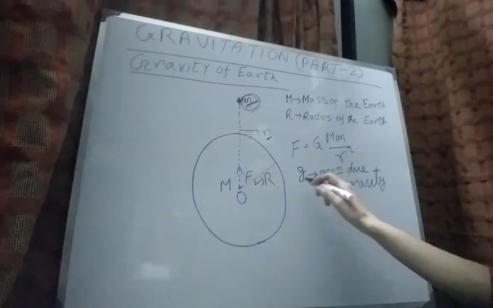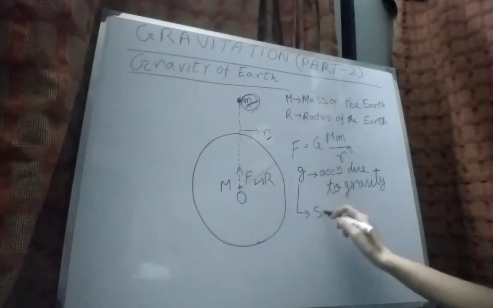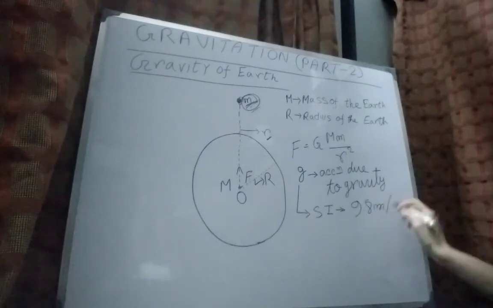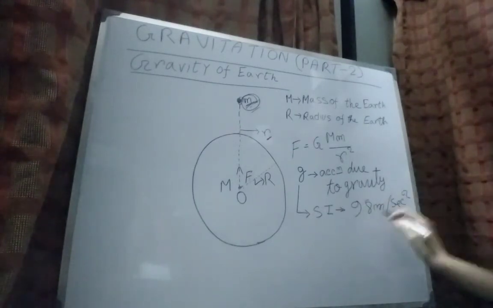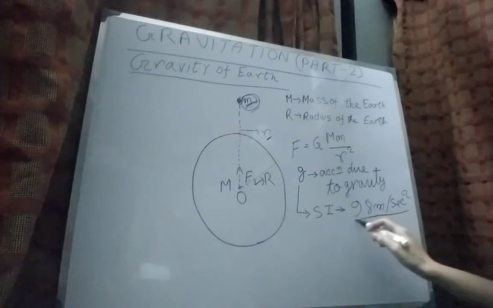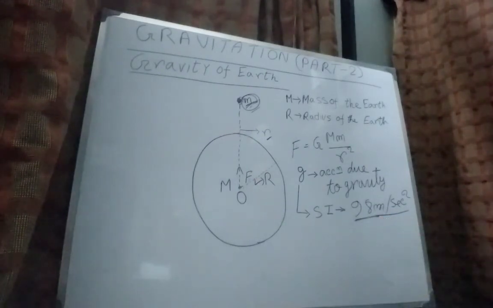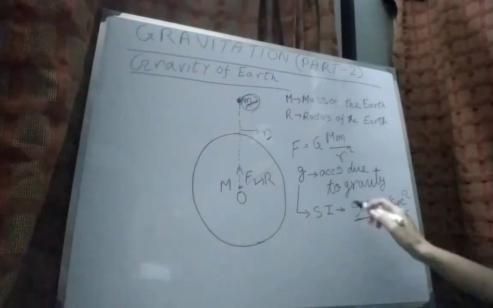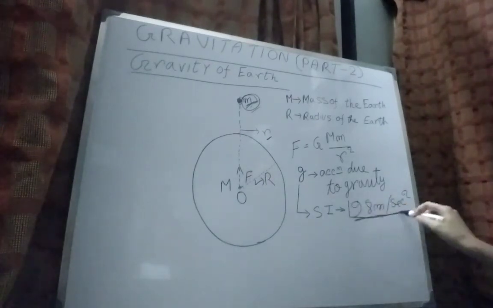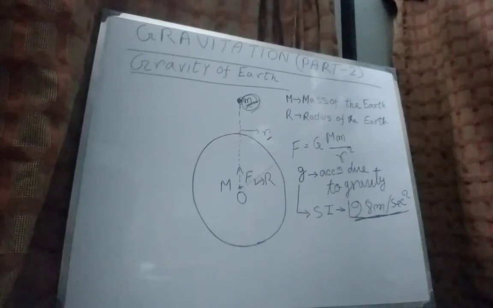And the SI unit of this g for earth is 9.8 meter per second squared. This meter per second squared is the unit of acceleration in the SI system, and the value of g slightly varies from place to place, but for solving numerical problems, we will consider this value, 9.8 meter per second squared.